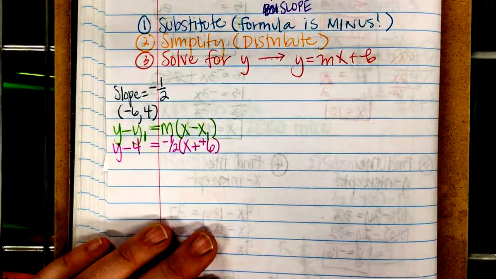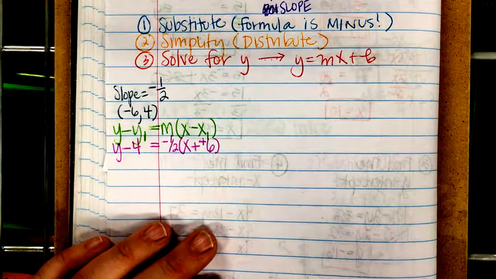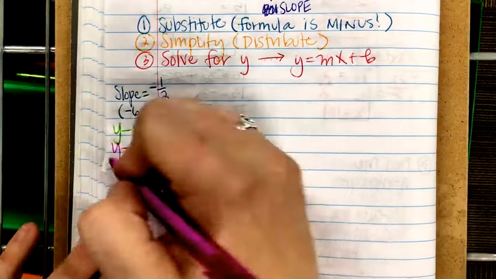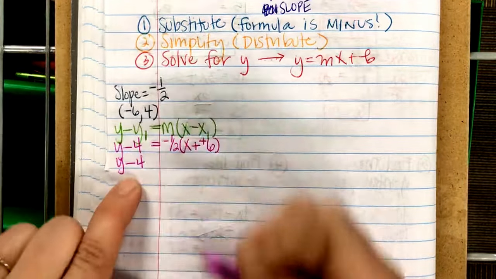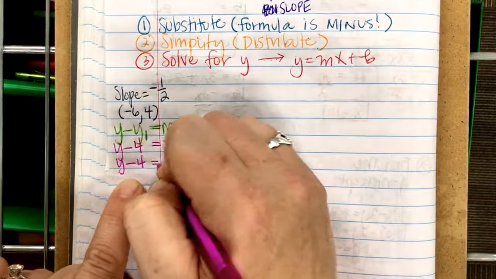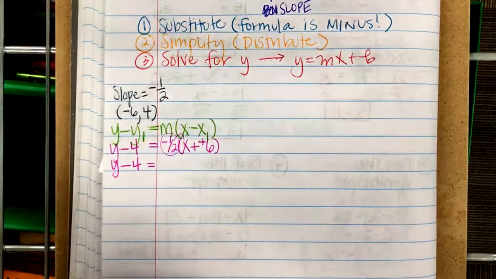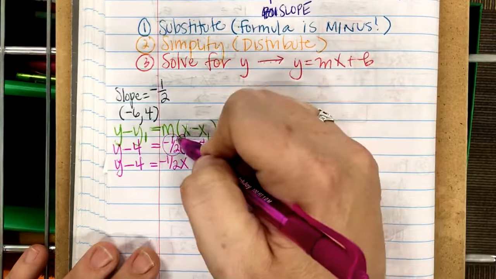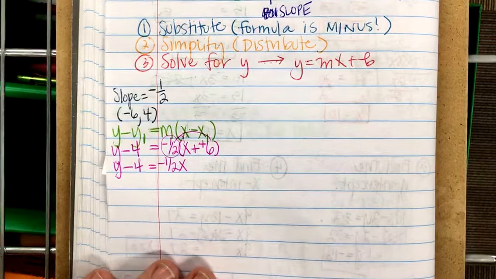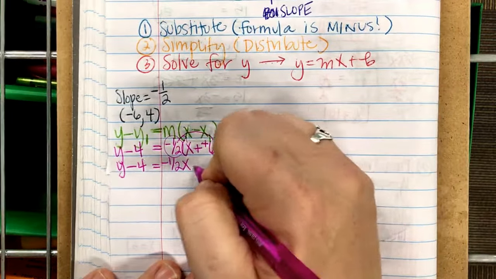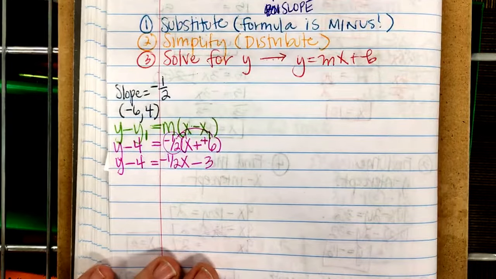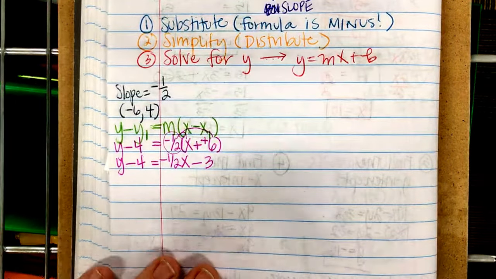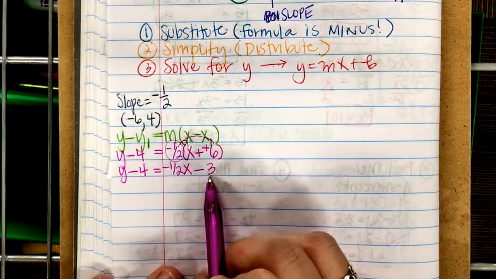All right, step number 1 was substitute. I did that. Step number 2, simplify. Simplify means to distribute, yes. y minus 4, that didn't change. Equals, what's -1/2 times x? -1/2 x. What's -1/2 times 6? -3. 1/2 is the same as dividing by 2. What's 6 divided by 2? 3. And you only have one negative, so your answer is going to be negative.